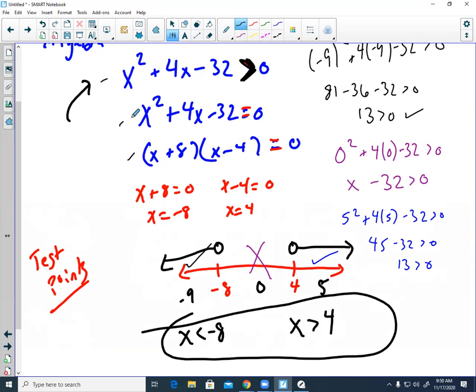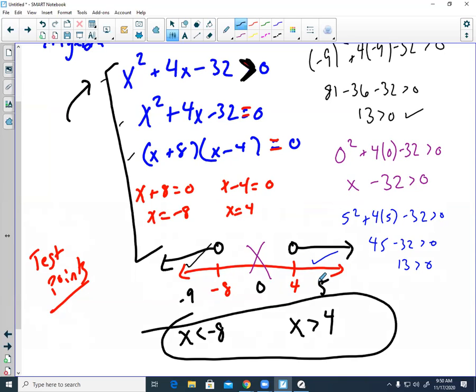So this step up to here is old news. All of this stuff with the number line is new stuff. This is what we're doing, and all you're doing is testing 3 points: one smaller than your critical value, one in between your 2 critical values, and one bigger than your critical value. So it's going to look like this on the number line every time.